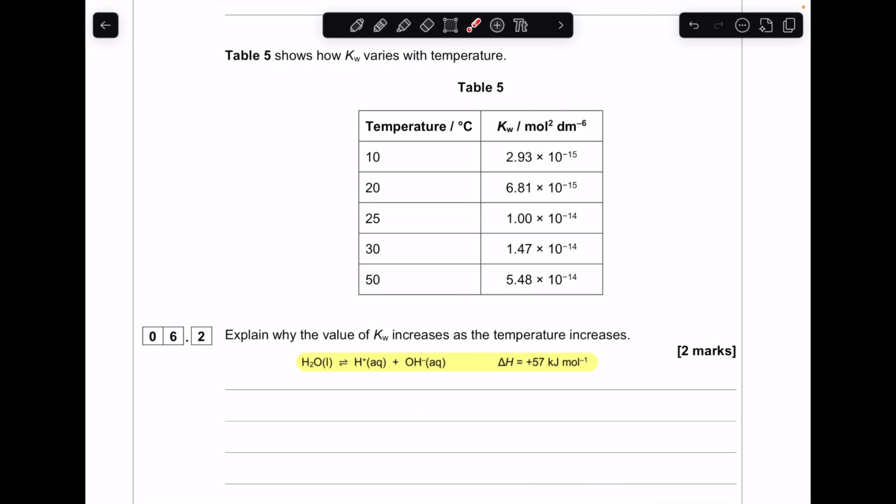Moving on to part 2, so we've got this table of Kw values at increasing temperatures. We've got to explain why the value of Kw does increase as the temperature increases. And I've just copied and pasted the dissociation information from the top of the question, and the important bit there is the dissociation is an endothermic process, so an increase in temperature will favour this forwards reaction.